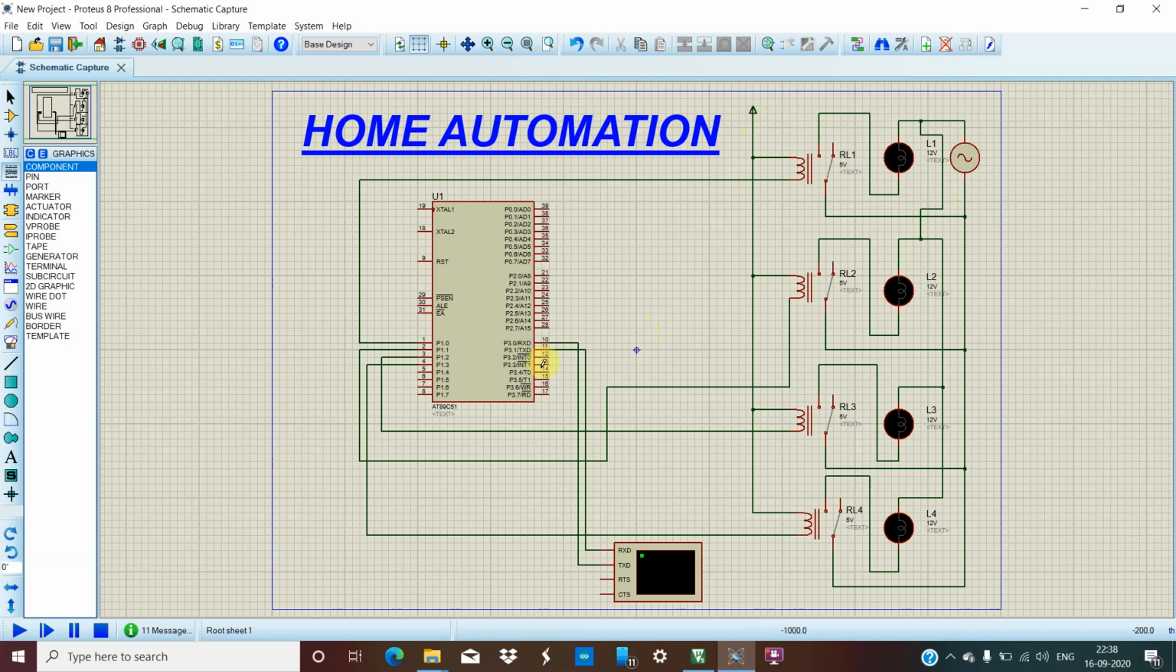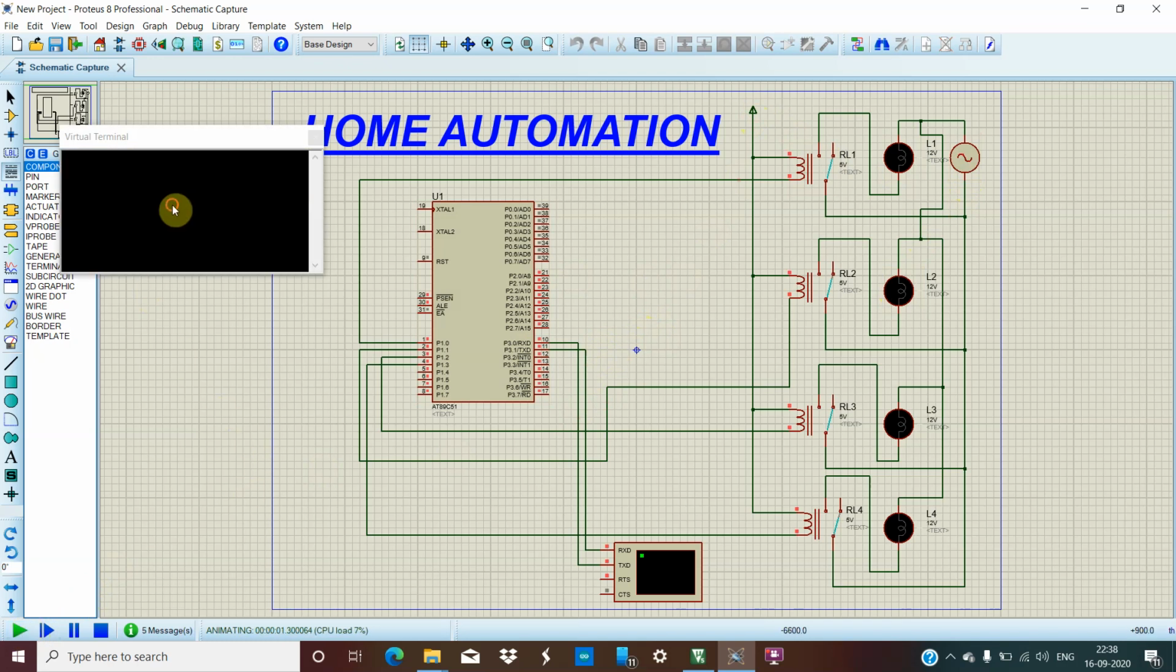Let me explain the whole working process by running it. Before running it, I'll let you know: whenever I provide an even number of inputs, the output gets enabled. Whenever I provide an odd number of inputs, it gets disabled. This is what I have given in my coding. Whenever I provide 9, everything gets reset.